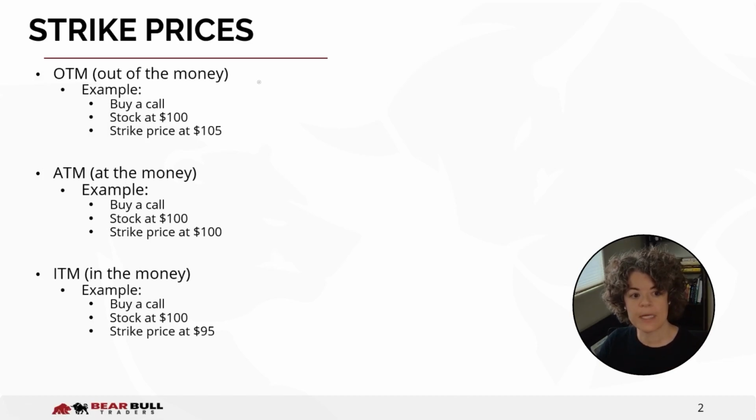An out of the money strike price goes like this. If you buy a call and the stock is at 100 and the strike price is at 105, then you're out of the money. Reason being, if you buy a call and the stock is sitting here, we'll say this is $100, and here's your strike price up here at 105. Anything above the $100 when buying a call is going to be out of the money because the stock isn't there yet price-wise. So we're buying something that's out of the money.